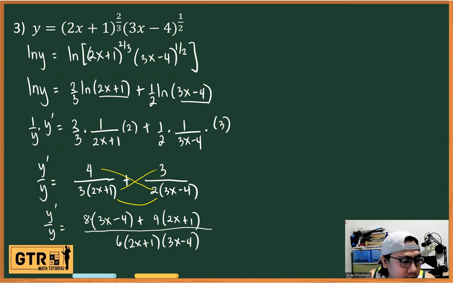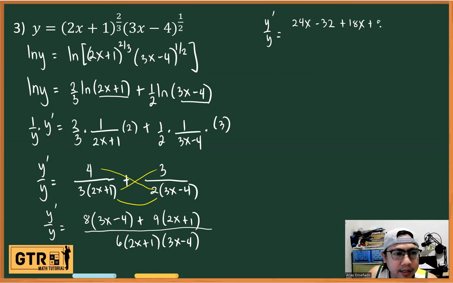Okay, so just distribute the 8 and 9 in the numerator. So we have y prime over y is equal to, so distribute this, 8 times 3x, so that is 24x. And then 8 times negative 4, that is negative 32. Then we have 9 plus 2x, 9 times 2x, so that is 18x. And then 9 times 1, so that is positive 9. Just copy the denominator. 6 times 2x plus 1 times 3x minus 4.